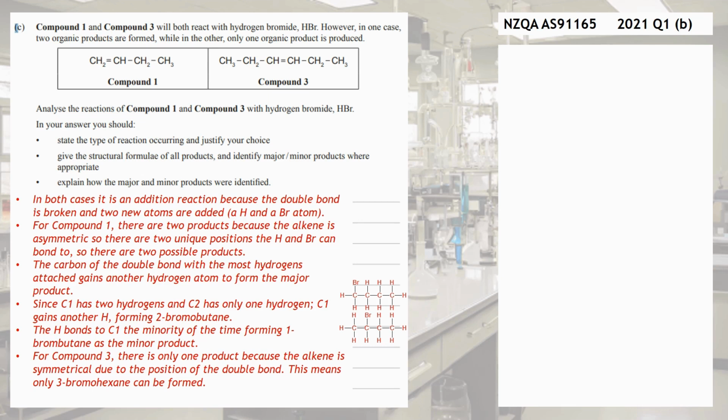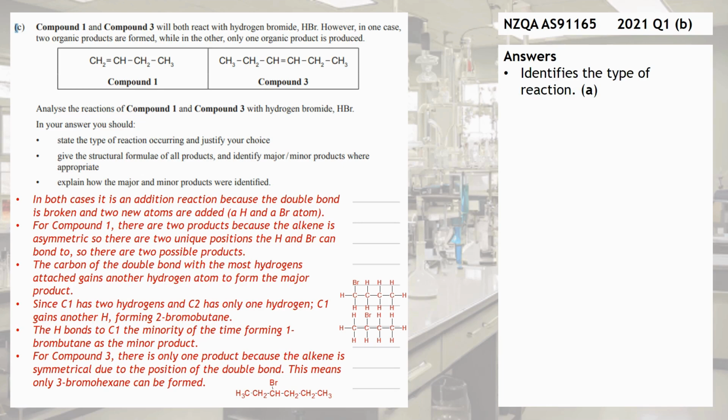If I put a hydrogen off this one and a bromine off that one, it will be 3-bromo. If I put a bromine off this one and a hydrogen off that one, it's still going to be 3-bromo. It's going to look just like this, 3-bromohexane. So this is quite an in-depth question, and it has quite a lot of marks that you can gain from it.